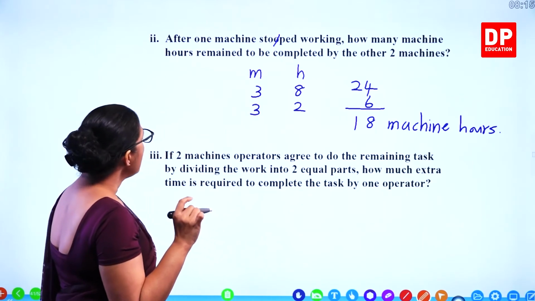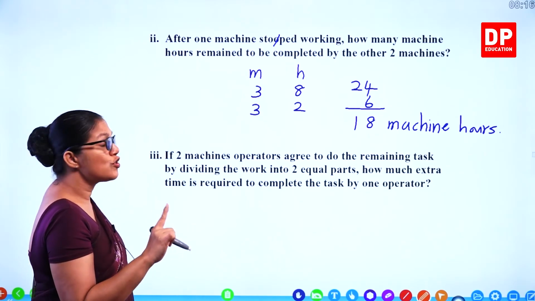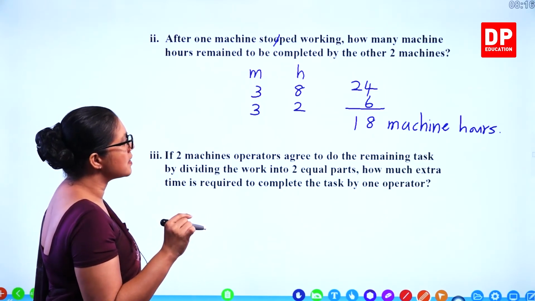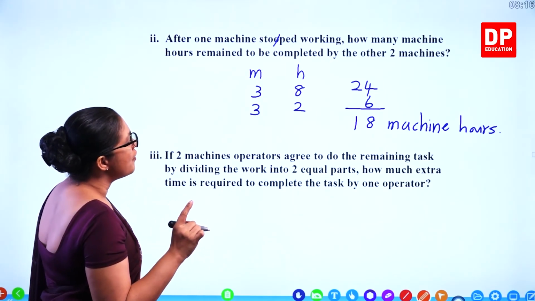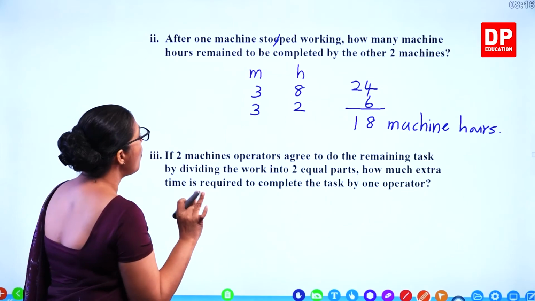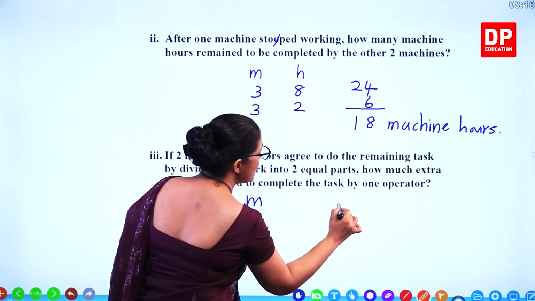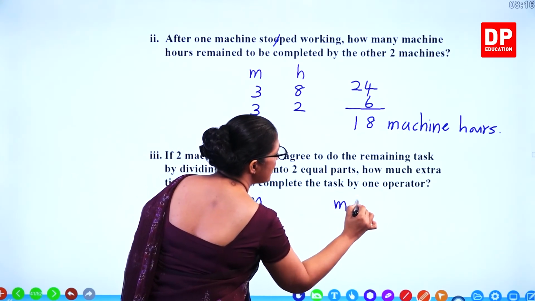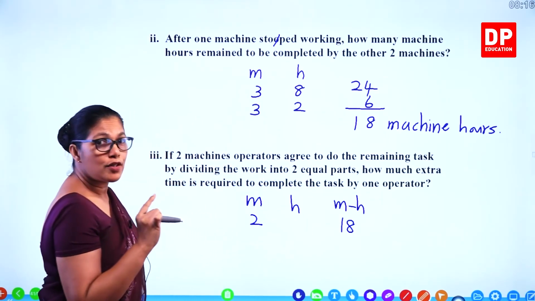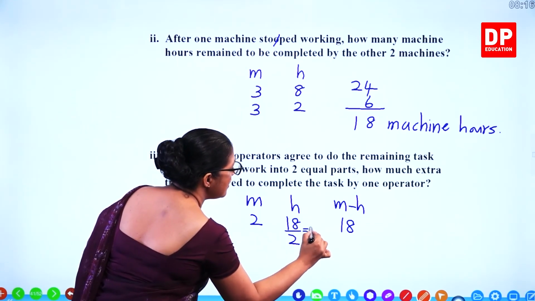Then the third part: if two machine operators agree to do the remaining tasks by dividing the work into two equal parts, how much extra time is required to complete the task by one operator? So the remaining number of machine hours is 18, and now only two machines are there. And we know machine hours, we'll put MH, like machine hours, 18 there. So how many hours are required to complete this task? 18 divided by 2. So that's 9 hours.